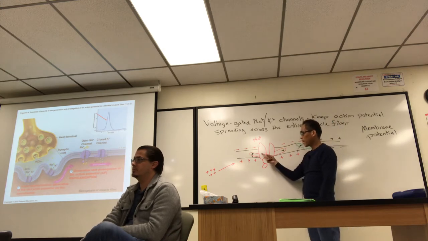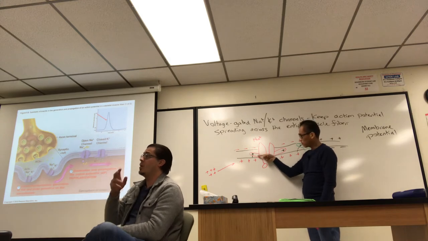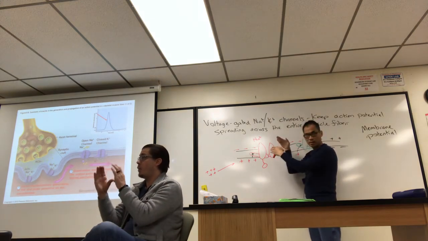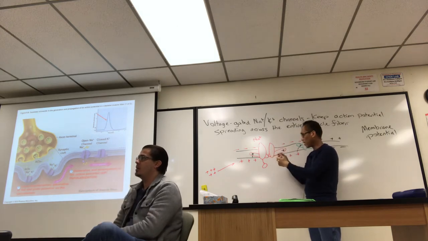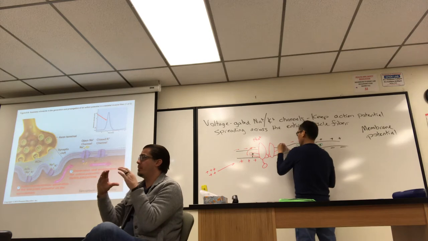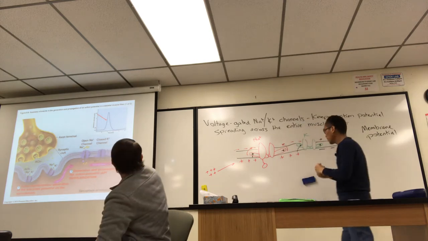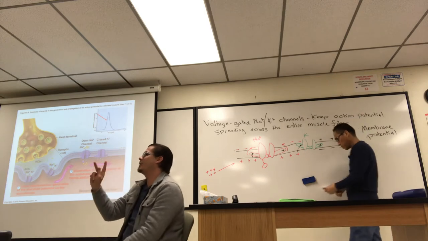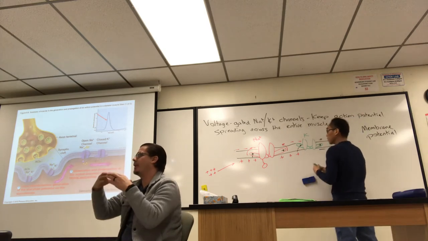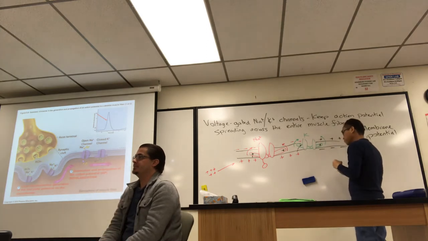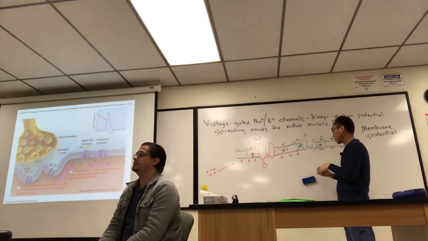So what's going to happen to the gate? This is going to be repulsed. It's going to open the gate. Okay, I don't know if you can picture that in your mind. So both of these will swing open. And the same thing will happen to potassium too. The gates will swing open. So that's why they're voltage gated.